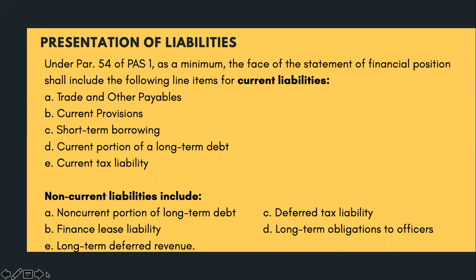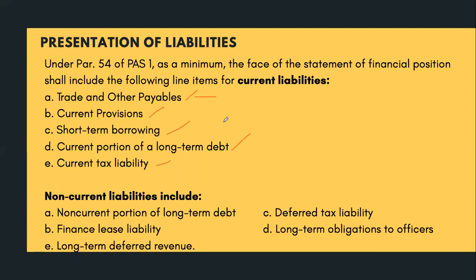So you have first trade and other payables. Current provisions, this will be discussed in the succeeding chapters. Short-term borrowings, current portion of long-term debt, then current tax liability. So this is the minimum content of your liabilities under current liabilities. But you can expand, di ba, what we call level 1 reporting, level 2 reporting, level 3 reporting. So it depends on how you are going to report your FS, di ba? And the details can be found in the notes to the financial statements.